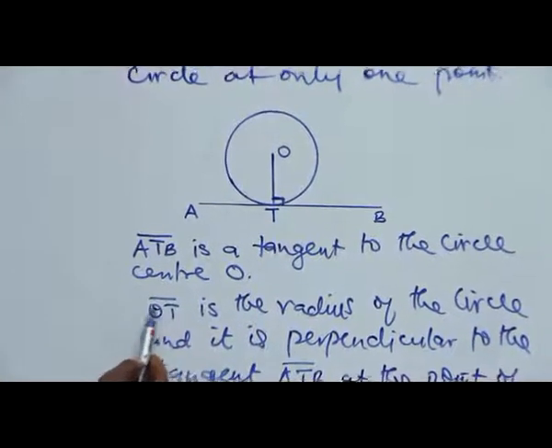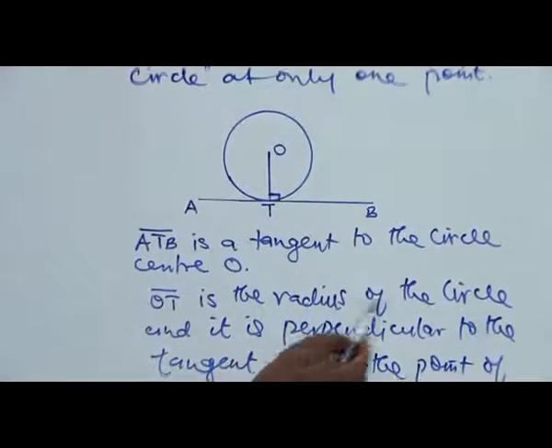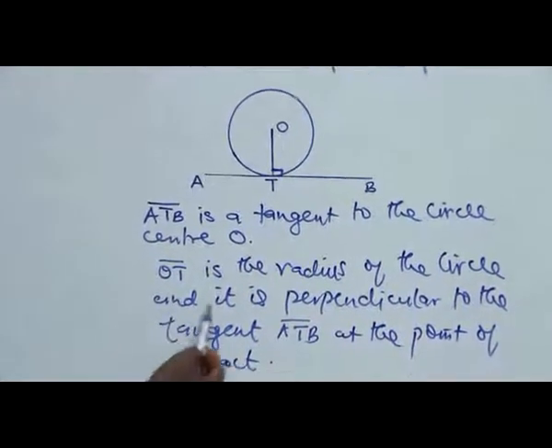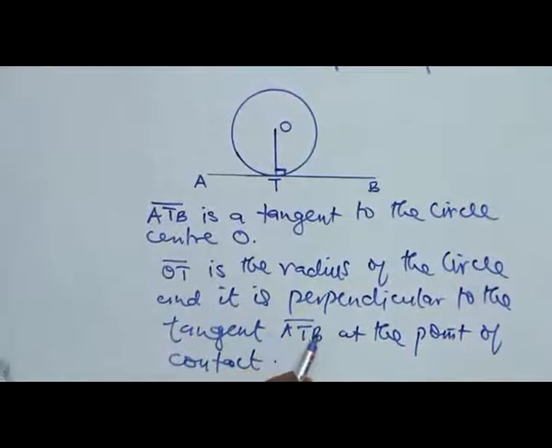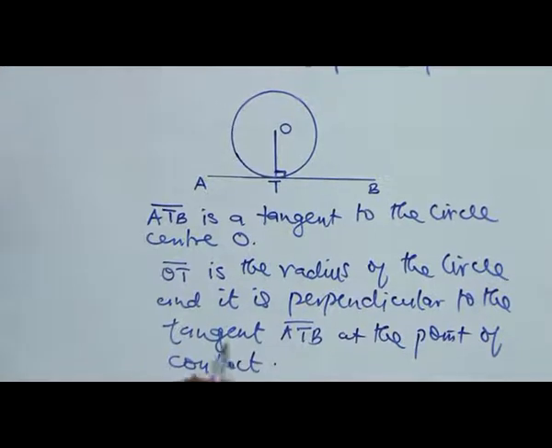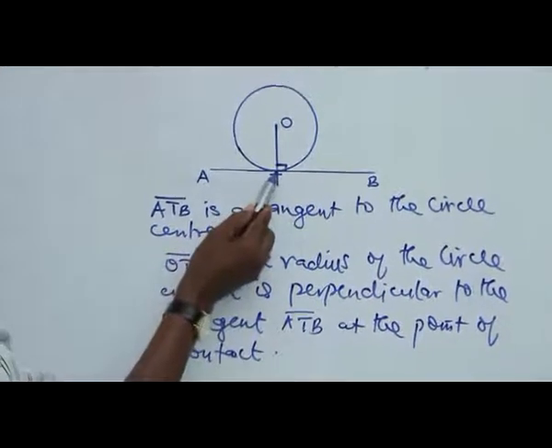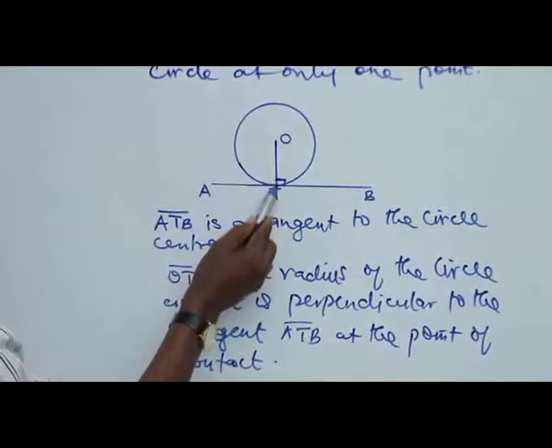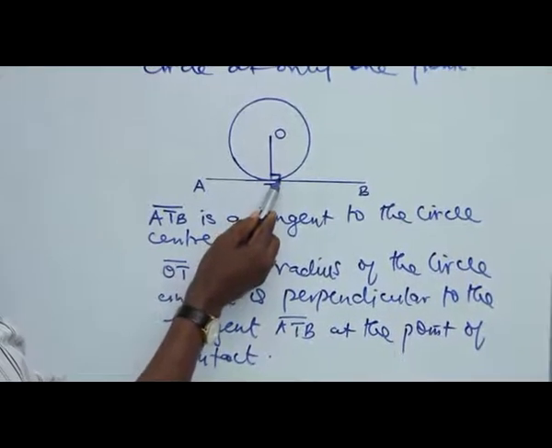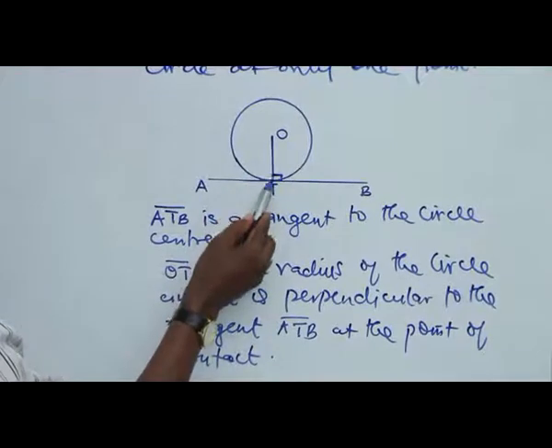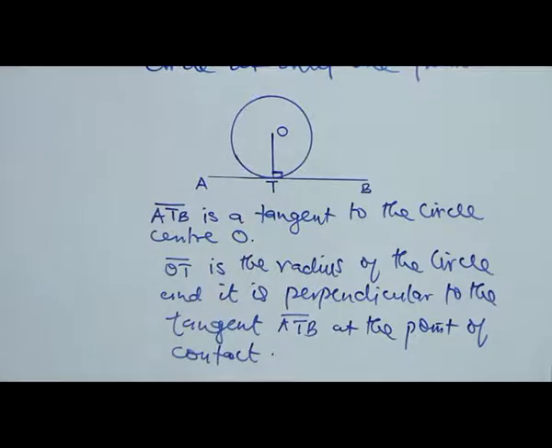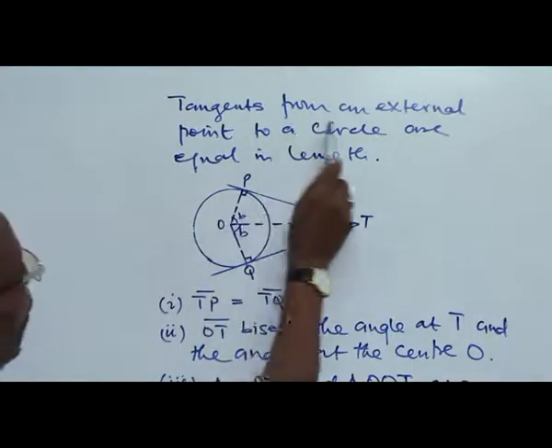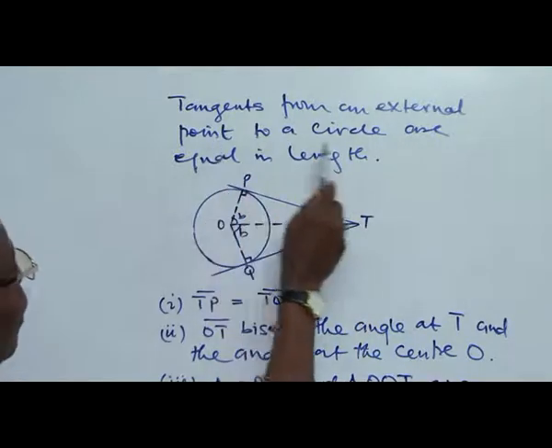Now, the line segment OT is the radius of the circle, and it is perpendicular to the tangent ATB at the point of contact. Look at the point of contact with the radius and the tangent. The angle formed here is an angle of 90 degrees, which makes the line OT perpendicular to the line ATB. Take note of that.